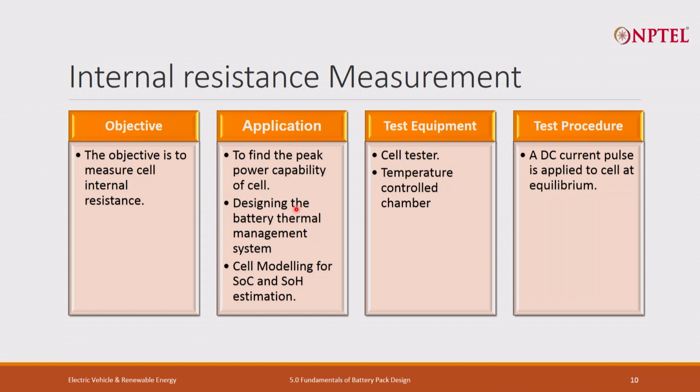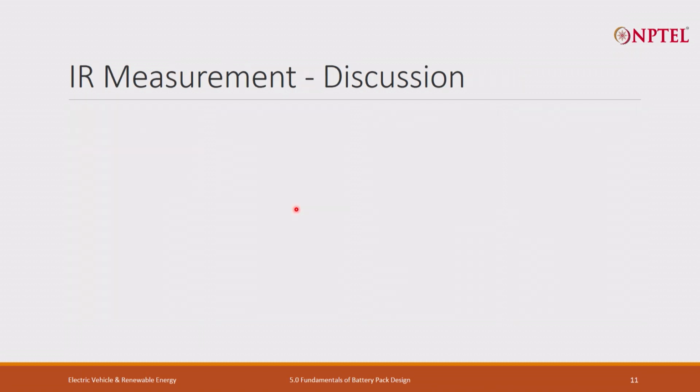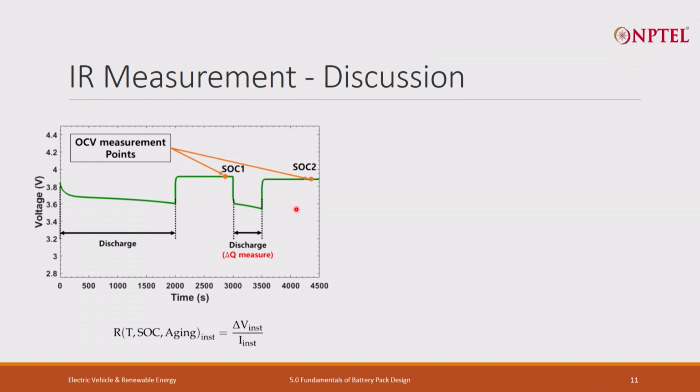The test equipment required will be the same: the cell testers and the temperature control chambers. And in the procedure, you apply a DC current pulse.